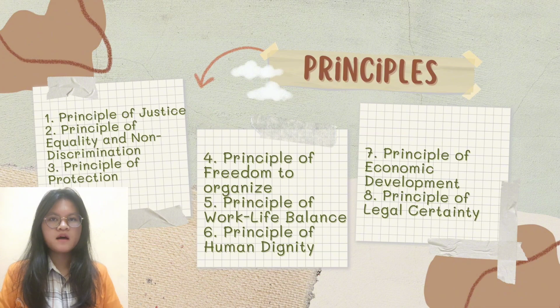The principles of labor law in Indonesia ensure fairness and protection for workers while supporting economic development. The principle of justice promotes balance in the rights and duties of employers and employees, while the principle of equality and non-discrimination ensures fair treatment regardless of gender, race, and religion. The principle of protection safeguards worker rights, ensuring fair wages and safe working conditions, while the principle of freedom to organize supports unionization and collective bargaining.